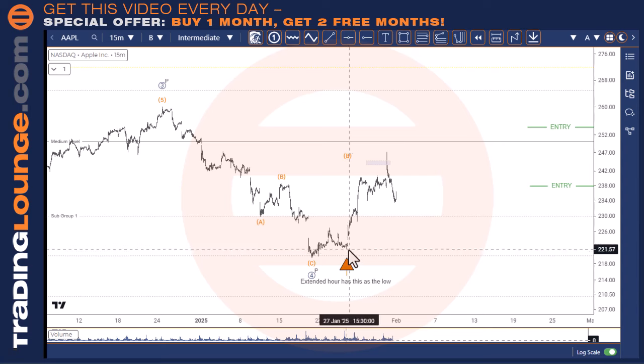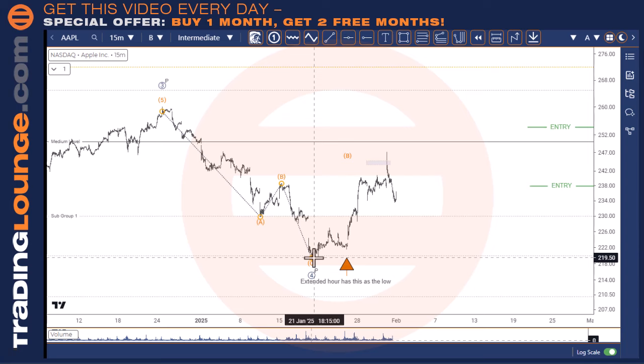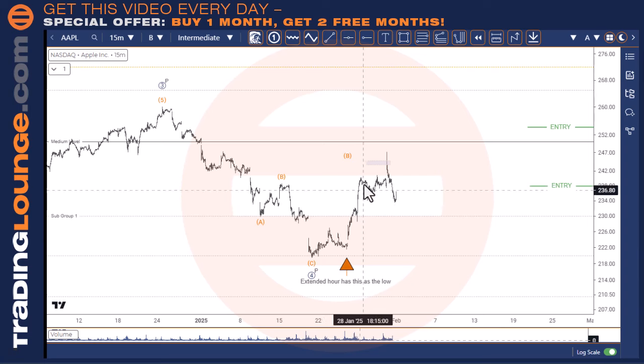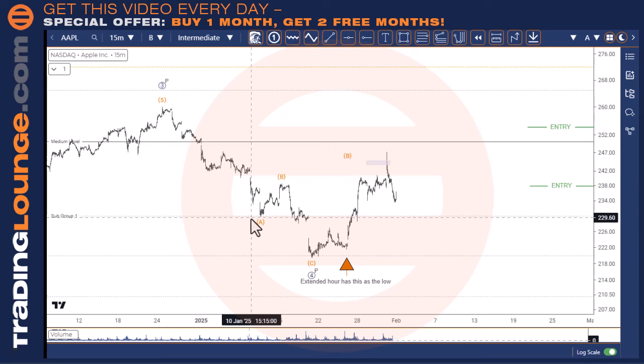So yeah, this was the low in the extended hours here, this one here, not this one. If I took this one here, without the extended hours, this would be an A wave, a B wave, and then 1, 2, 3, 4, and 5 up here. So it'd make a nice ABC, and we've just been talking about this B wave up here for quite some time, and not that it would make too much difference.